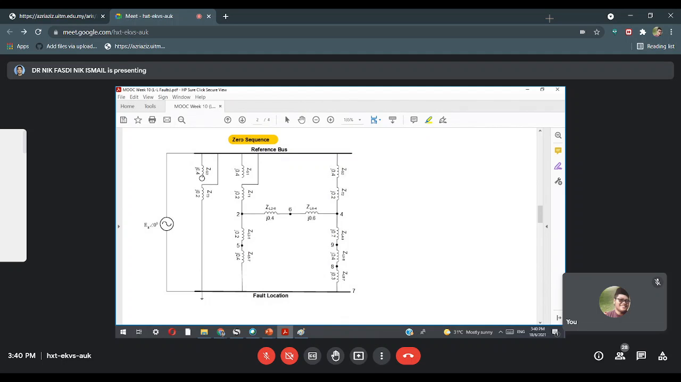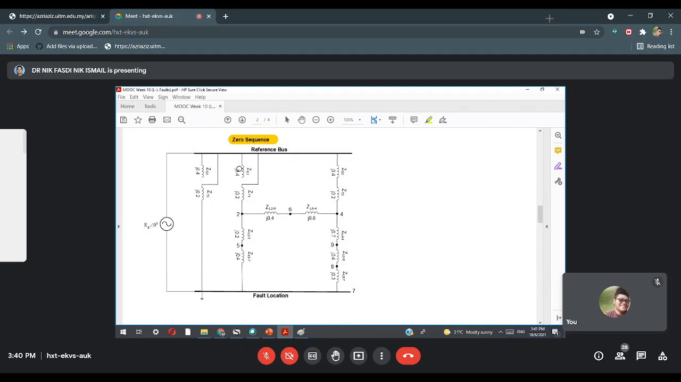Ini dah tak perlu masuk dalam calculation. This one tak perlu masuk. So yang existing is only this one. Line ni kan? Line ni, this one and this one. Dia agak simple lah. You tak perlu include G3 and G1 because the open circuit.